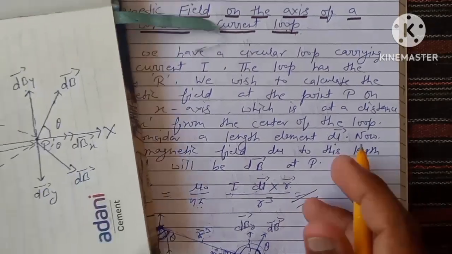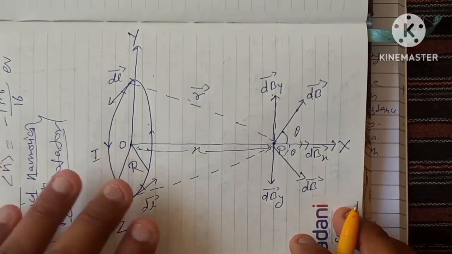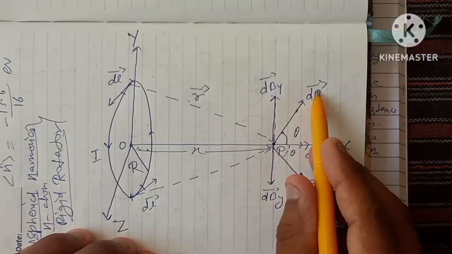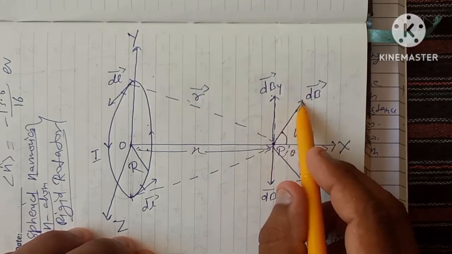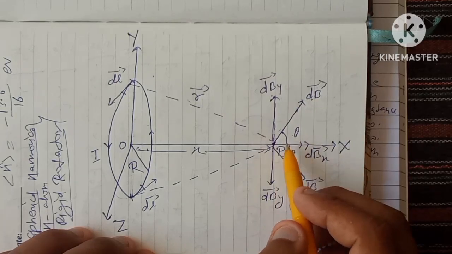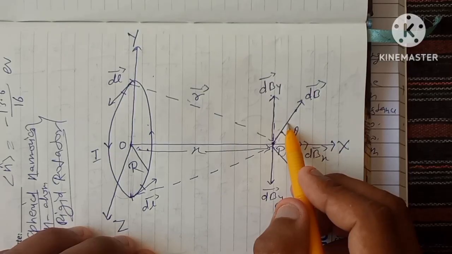Now let us again see the diagram. Now let us try to calculate the direction of this dB vector. I have represented the direction of this dB vector in this direction, which is making an angle theta with the x-axis. Now how did I achieve this direction?